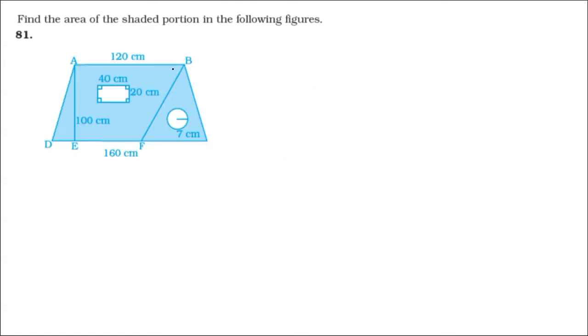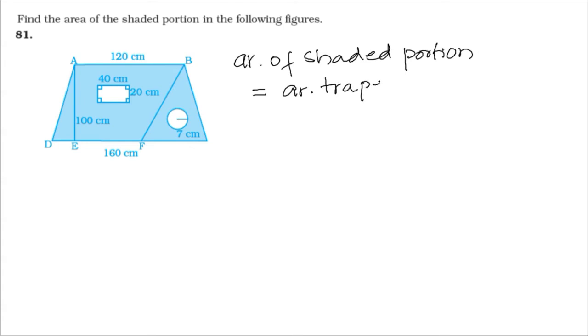Question number 81, we need to find area of the shaded portion. Here when you observe, there is a trapezium. From the trapezium, if you subtract this rectangle and a circle, you'll be getting area of the shaded portion. So let me mention that area of shaded portion will be equal to area of trapezium minus area of rectangle minus area of circle.